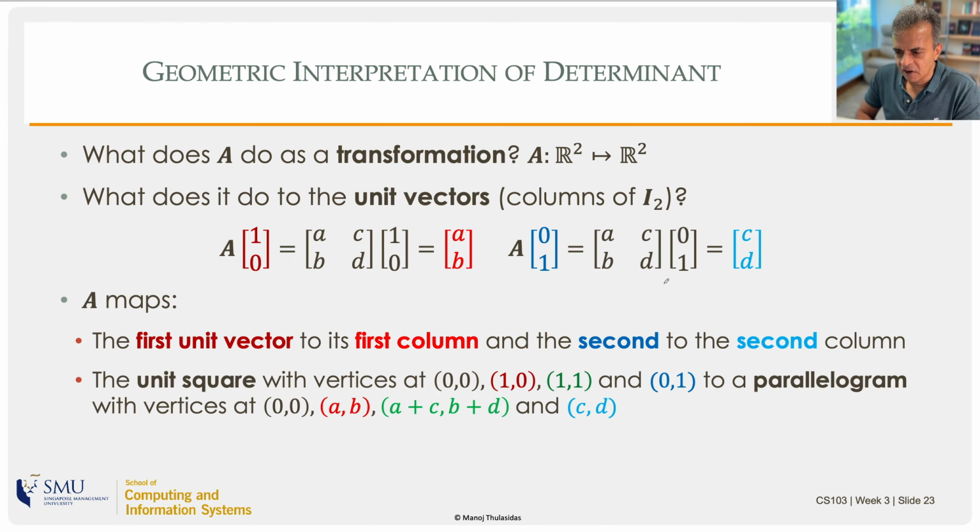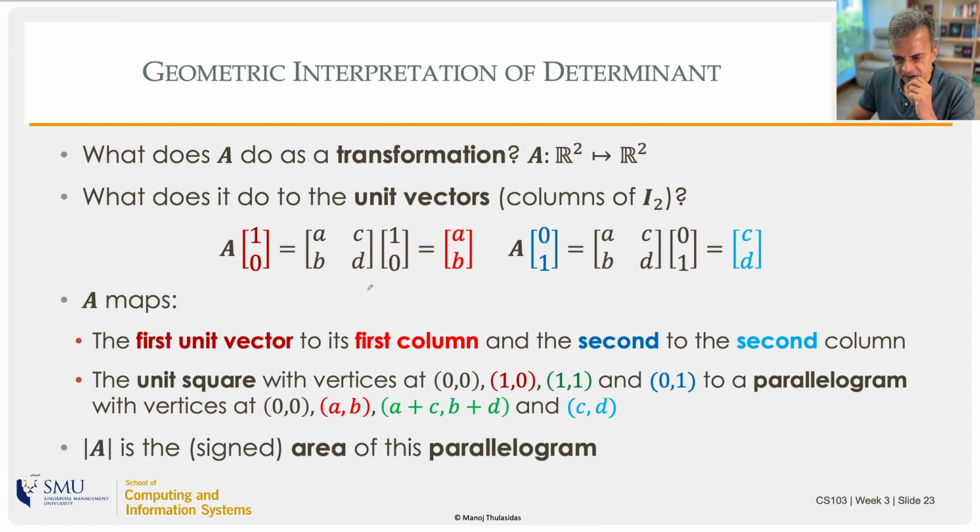So if you have a unit square, then you can convince yourself that it's going to get mapped to the vertices 0, 0, because 0, 0 doesn't move. 1, 0 will become AB. 0, 1 will become CD. And this 1, 1 will become the sum of those two, and that is A plus C, B plus D. So that's what's going to happen.